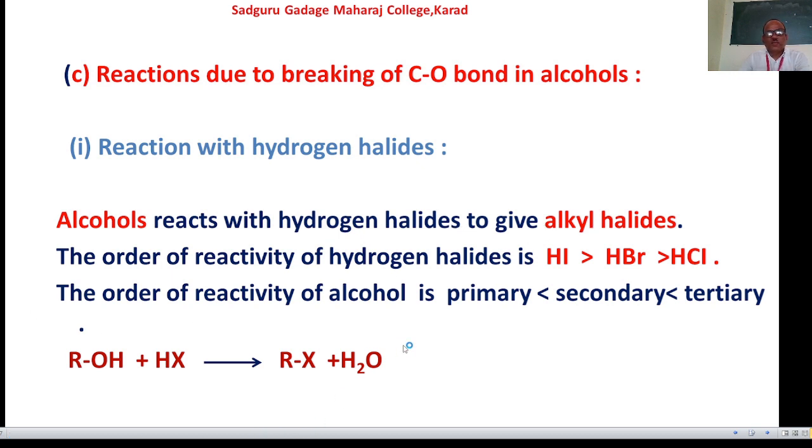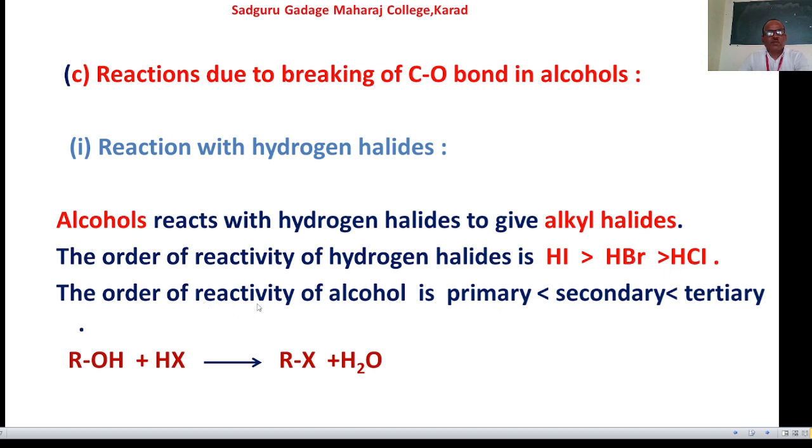The order of reactivity of hydrogen halides is: HI is more reactive than HBr, than HCl. So this question is asked in CET or competitive exams. What is the order of reactivity of hydrogen halides towards alcohol? So you remember the sequence: HI is more reactive than HBr, than HCl.